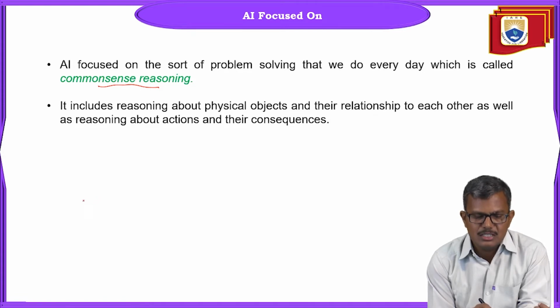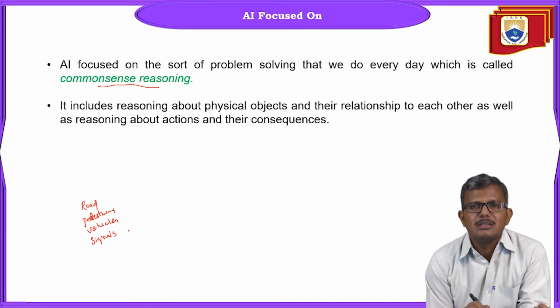Especially if it is a road, we are going to think about the road, the pedestrians, the vehicles, and the signals. Like this, we need to identify the different kinds of objects involved in that particular scenario. What is our scenario here? What is our case? We need to make the robot cross the road.